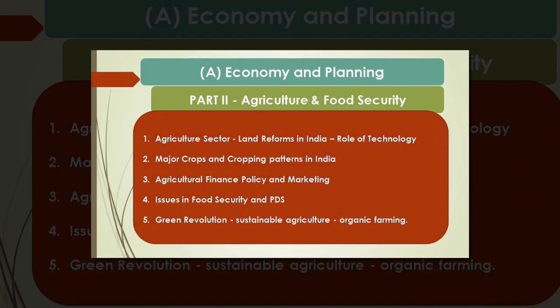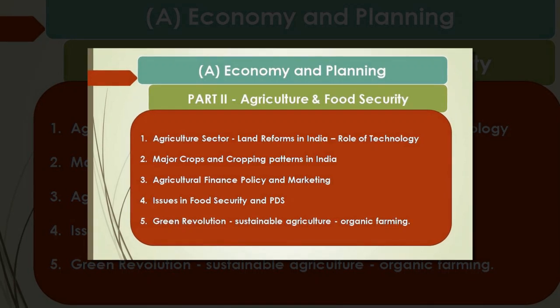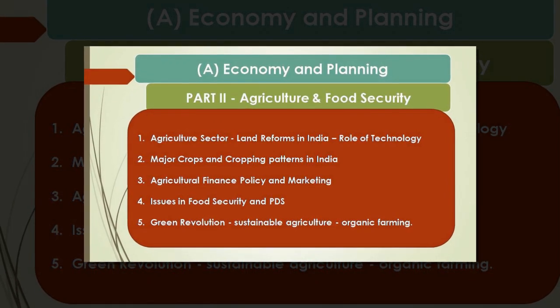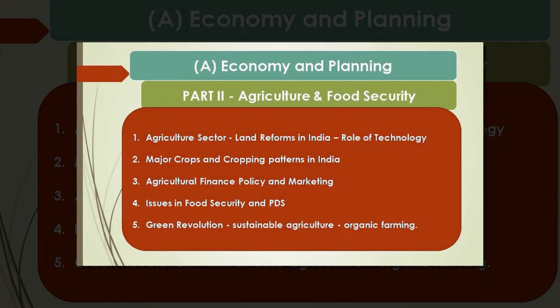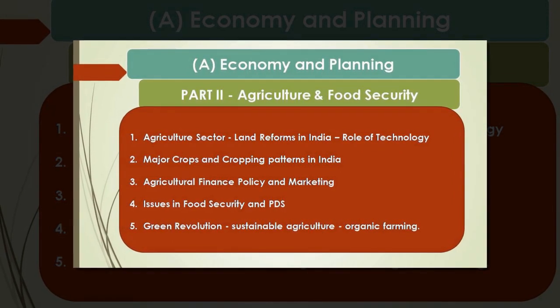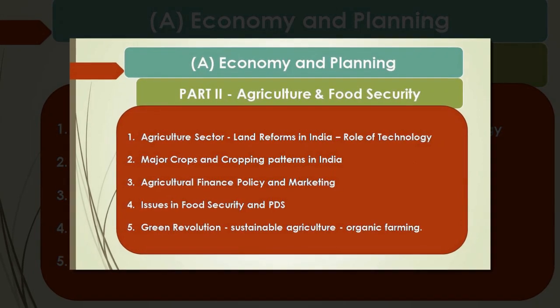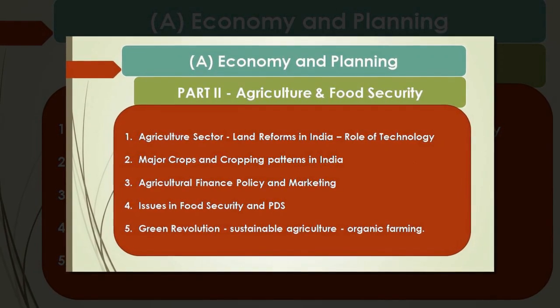And there are 5 areas under Part 2, titled agriculture and food security. First one, agriculture sector, land reforms in India, technological change in agriculture. Second one, major crops and cropping patterns in various parts of the country.